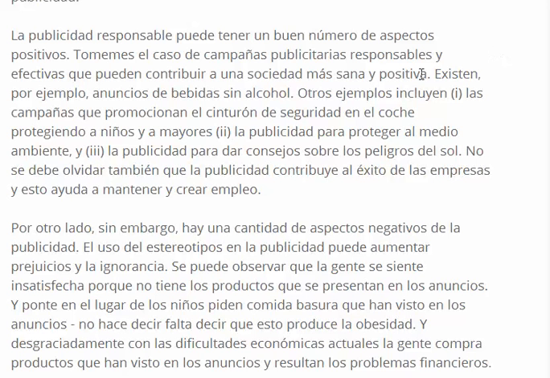Okay, so tomemos el caso de. This is a great way. Let us take the case of. So here, it's a lead-in. It's a nice little phrase that we can then use to develop the rest of the paragraph.